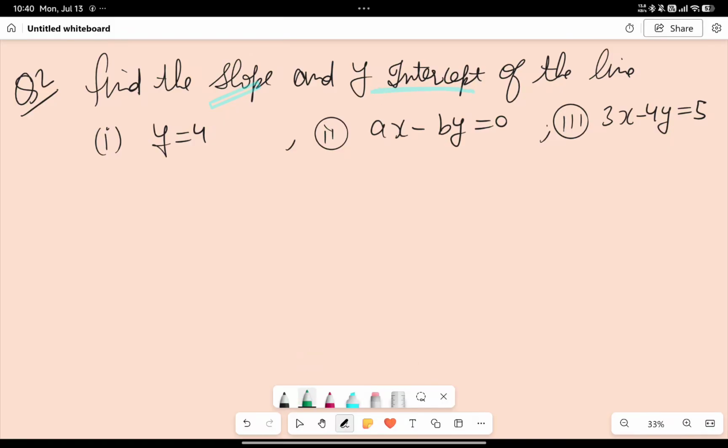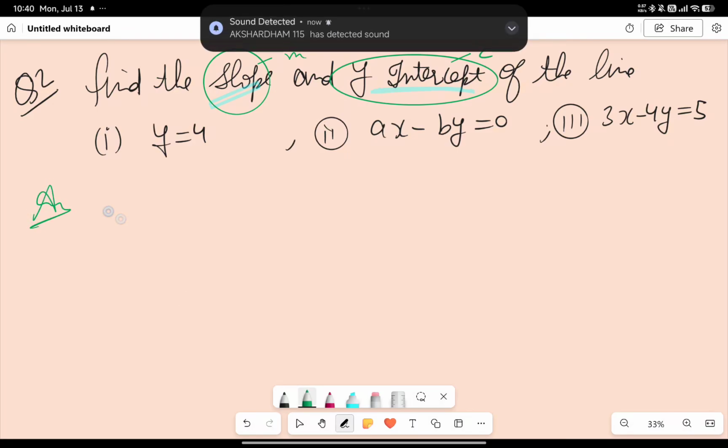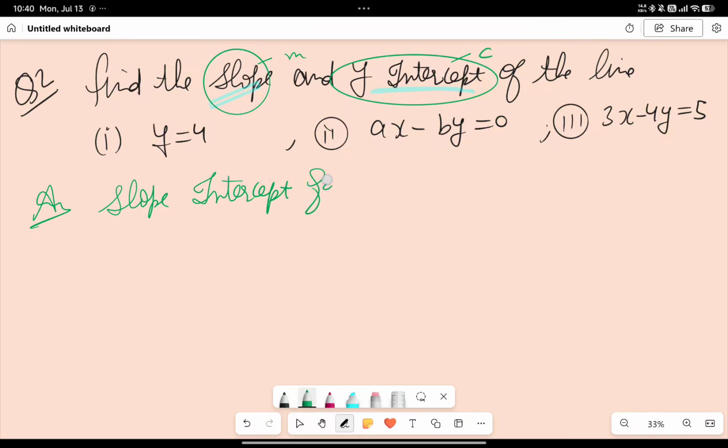You know very well what the y-intercept is. They're talking about c. And when they ask for the slope, they're talking about m. So try to convert each of them into slope-intercept form. Slope-intercept form is y equal to mx plus c.